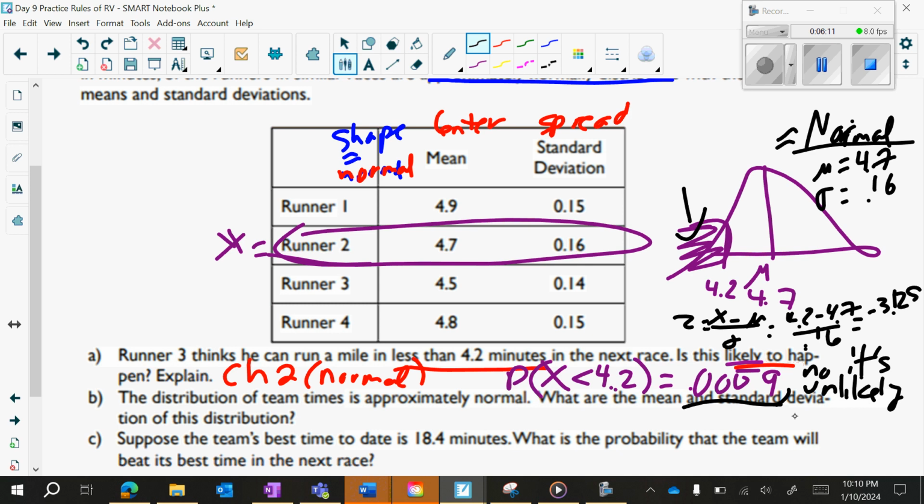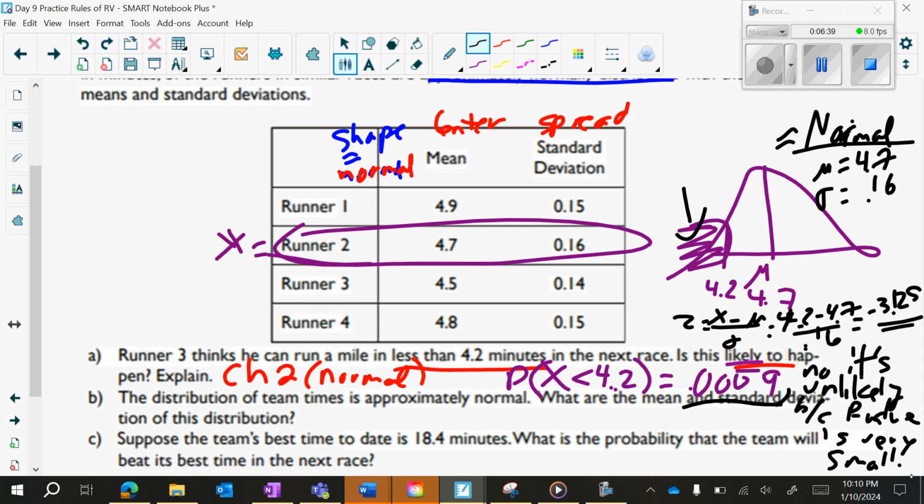I use table A because I did the Z-score, and I got negative 3.125 for the Z-score. And when I looked on table A, I got 0.0009, which is very, very tiny. So is this likely to occur? I'm hoping you said no, it is unlikely to occur because the probability is very, very small.